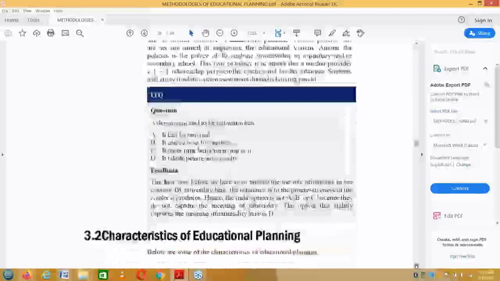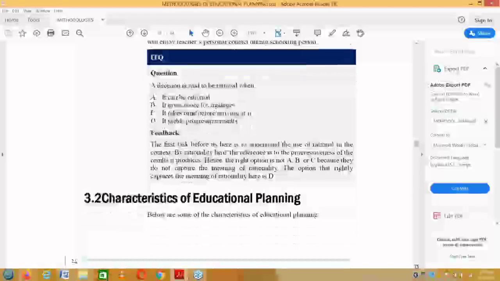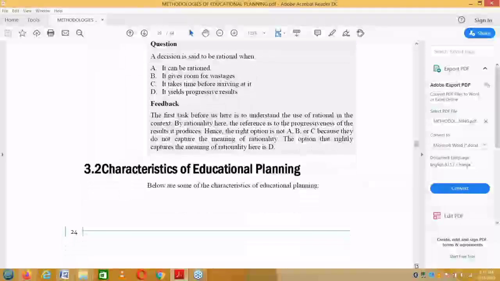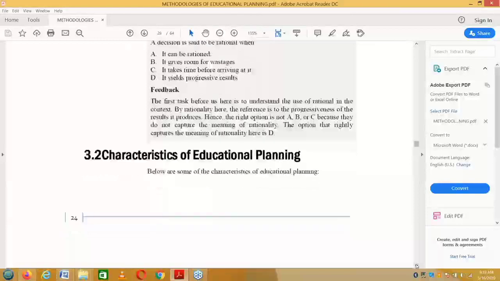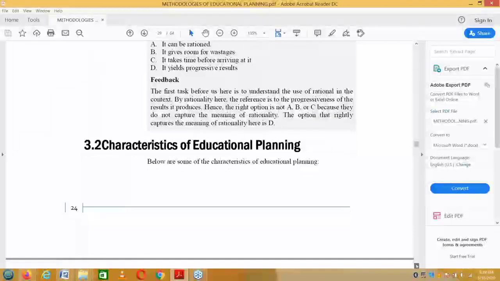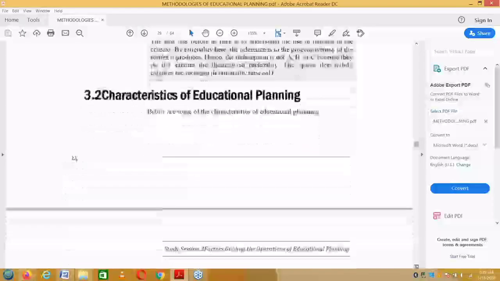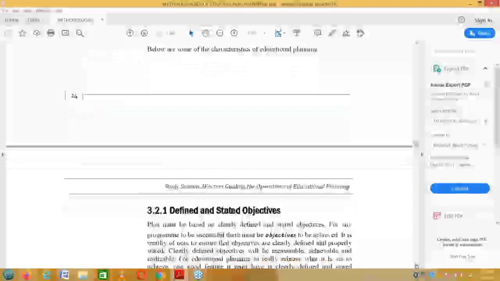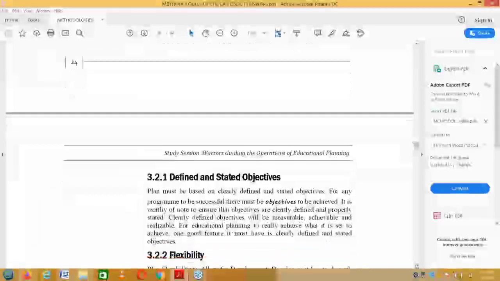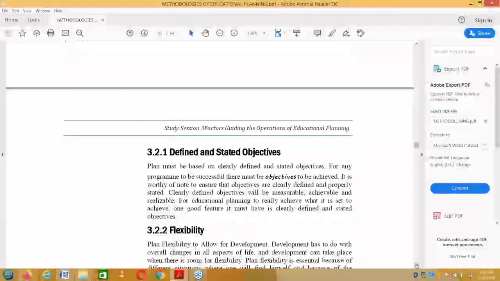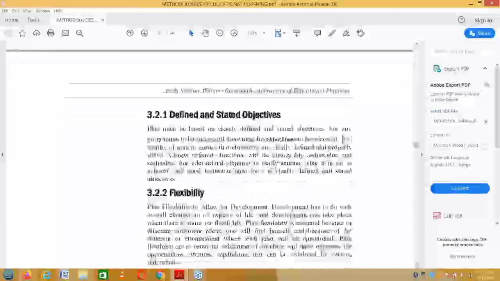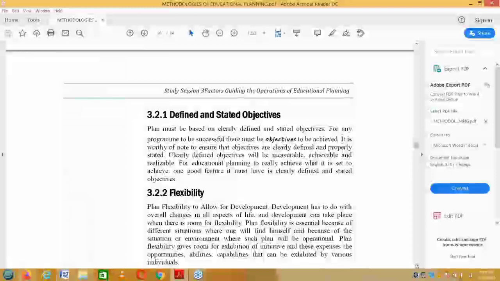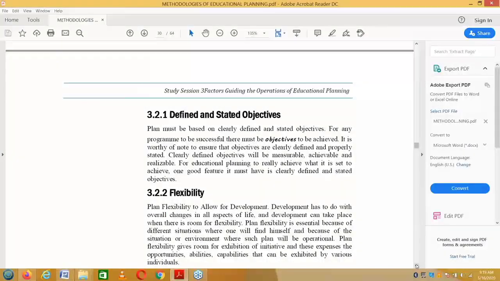Let's come to the characteristics of educational planning. We've discussed the objectives, so let's look at the characteristics. The first one is that the objectives of educational planning must be clearly defined and stated.